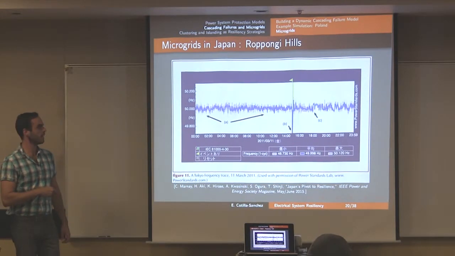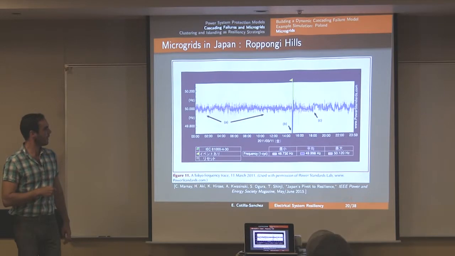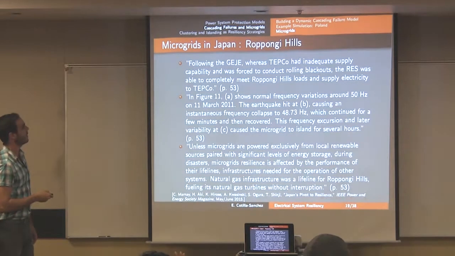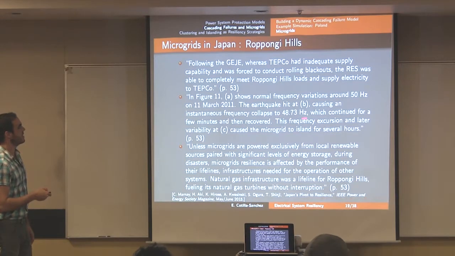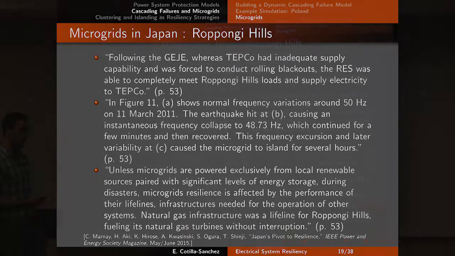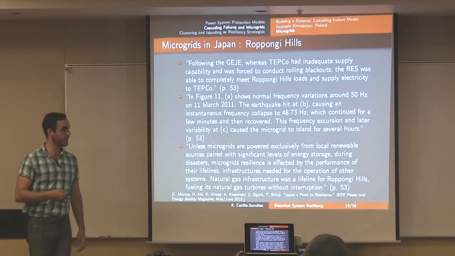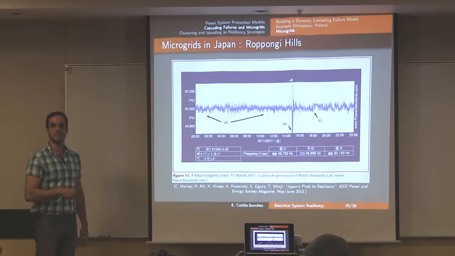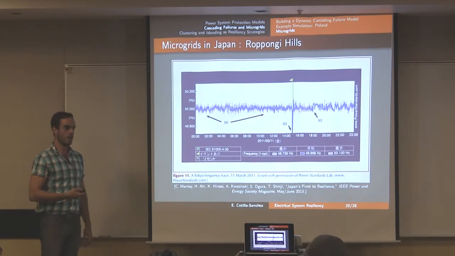So really, this is the kind of frequency excursion: 50 hertz, and then it went to a little bit under 49.8, I think, then 48.73. It continued for a few minutes and then recovered, and the microgrid islanded for several hours. So they were looking at how microgrids can enhance resilience, and you really need to be careful at these transitions, how they are going to behave.